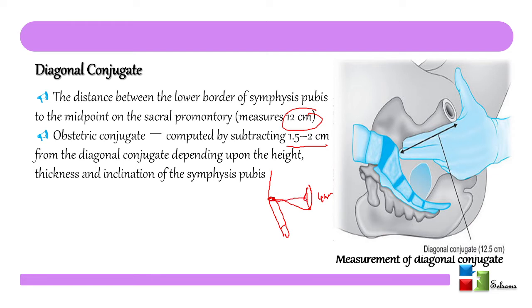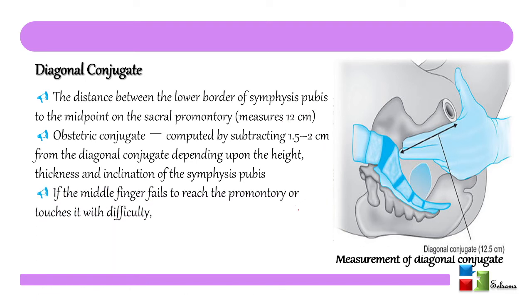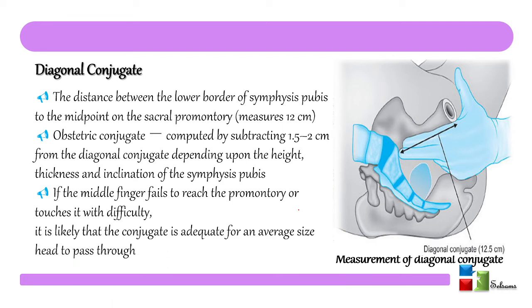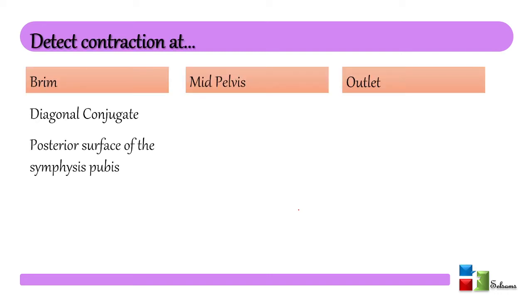Okay, this is the distance you're supposed to know, because if the fetal head is going to come here, it has to get through this, and if it is going to be prominent or very big, there's no chance for the fetal head to pass through. Hence, you're supposed to see through this. And if the middle finger fails to reach the sacral promontory or touches it, it is difficult, and it's likely that the conjugate is adequate for an average-size baby. If the baby's head is bigger, it is not possible. That's why we are supposed to check that.